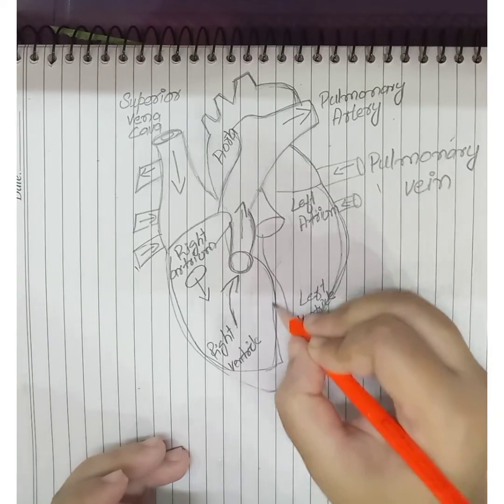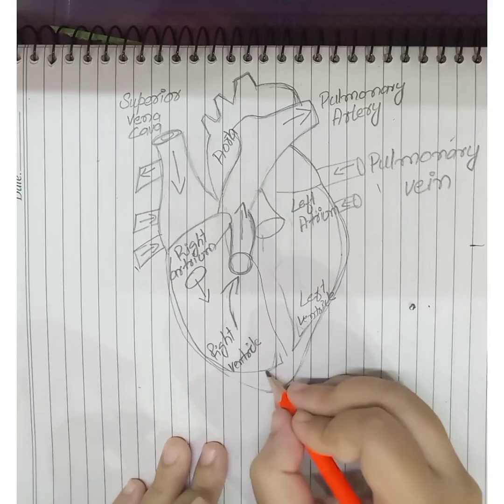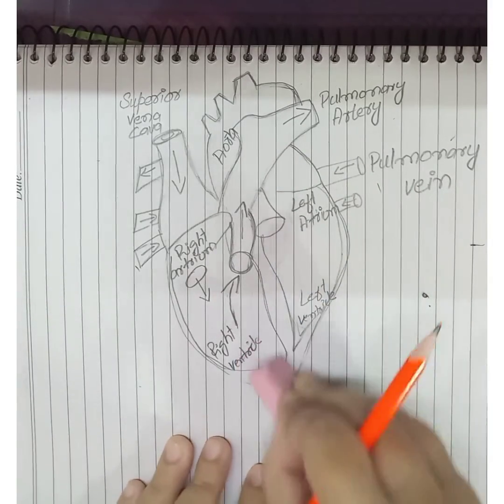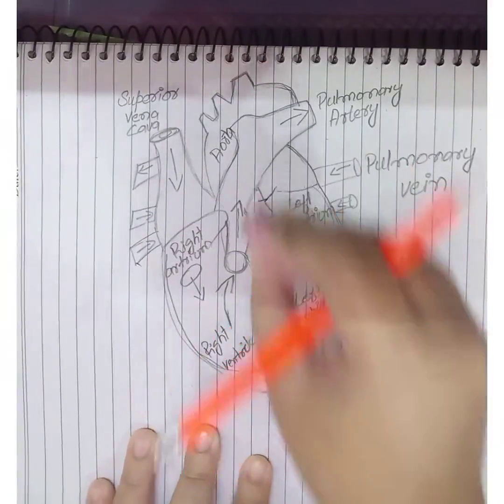The signal then travels along the bundle of His to the left and right bundle branches through the ventricles of the heart. In the ventricle, the signal is carried by the specialized tissue called the Purkinje fibers, which then transmit the electrical charges to the heart muscle.